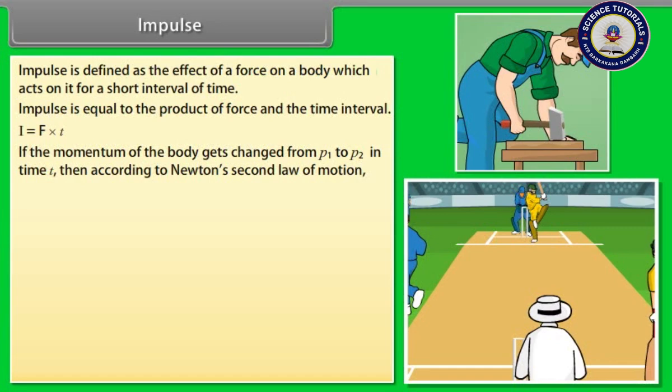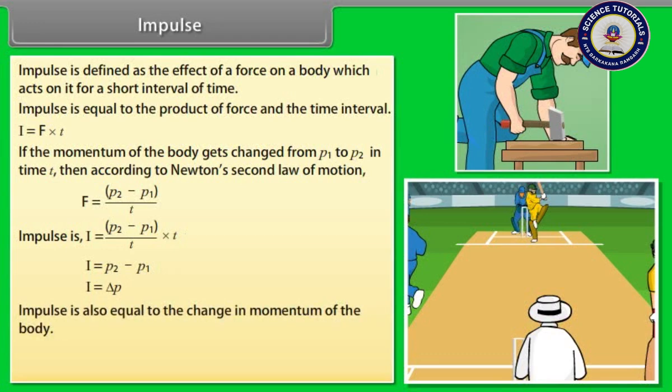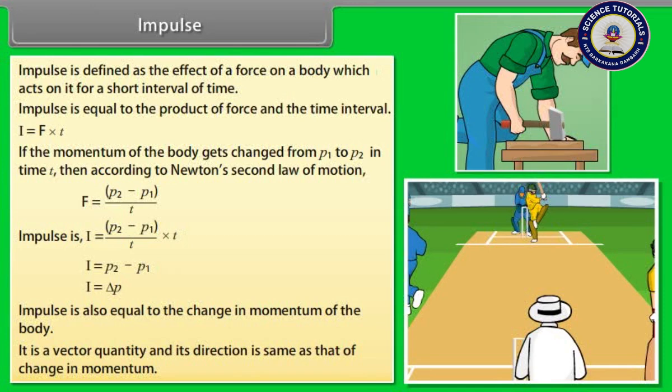If the momentum of a body gets changed from P1 to P2 in time t, then according to Newton's second law of motion, F is equal to (P2 minus P1) divided by t. Impulse I is equal to (P2 minus P1) divided by t into t. I is equal to P2 minus P1. I is equal to delta P. Impulse is also equal to the change in momentum of the body. It is a vector quantity and its direction is same as that of change in momentum.